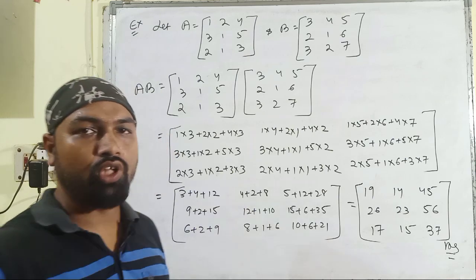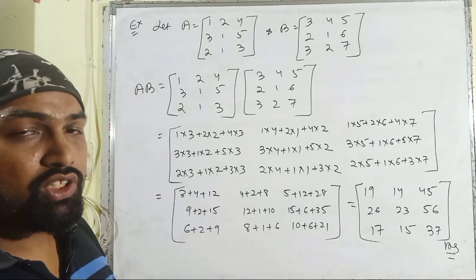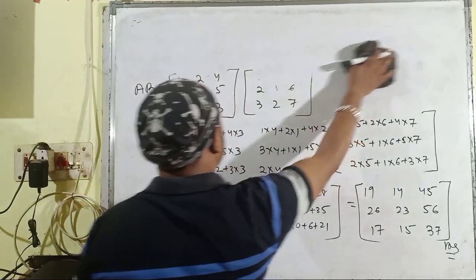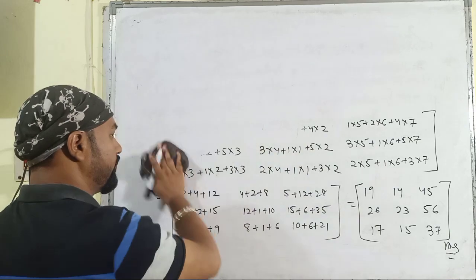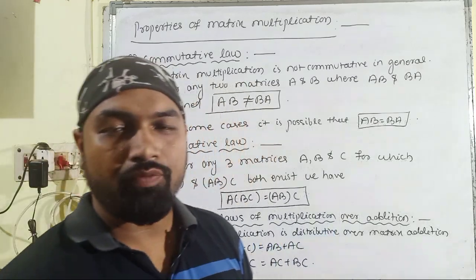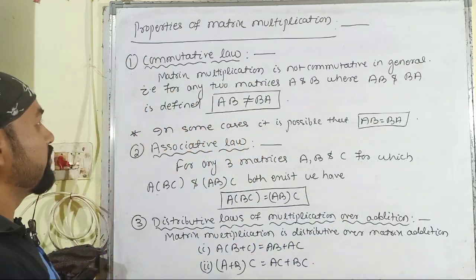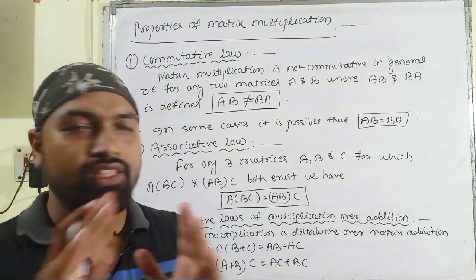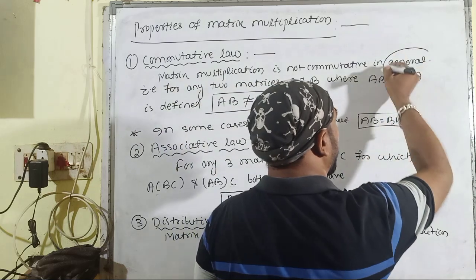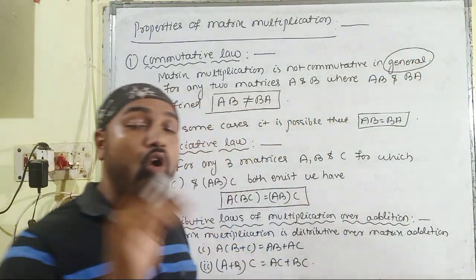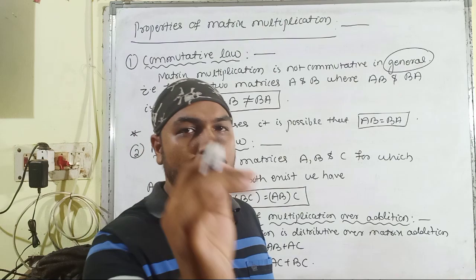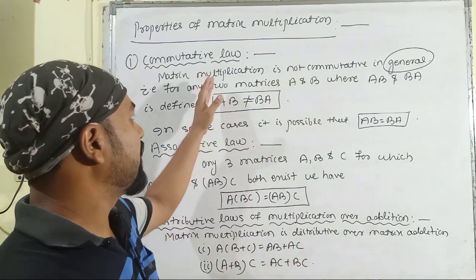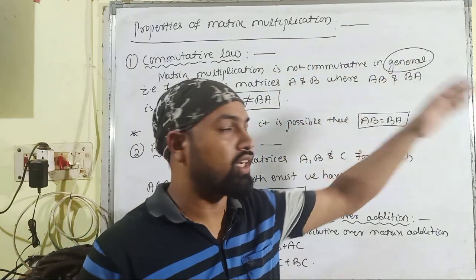Then moving forward to the properties of matrix multiplication. So here these are the properties of matrix multiplication, and the first one is the commutative law. Matrix multiplication is not commutative in general. In general means it is not applicable for all the cases. It is applicable in some cases and not in others. But generally, matrix multiplication is not commutative.